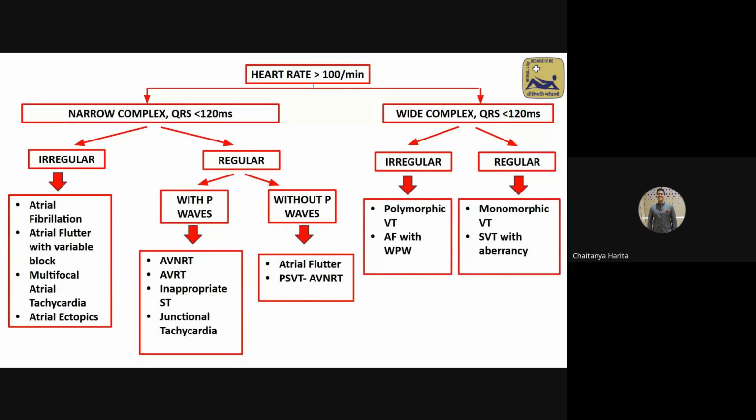You apply our algorithm. Narrow complex, yes, because it's less than 2 small boxes. Heart rate more than 100, absolutely. Irregular, yes. So since it is irregular, narrow complex, and you're seeing no P waves, the diagnosis is atrial fibrillation. You relate that to rheumatic mitral stenosis. The commonest arrhythmia that you get in rheumatic mitral stenosis is atrial fibrillation.